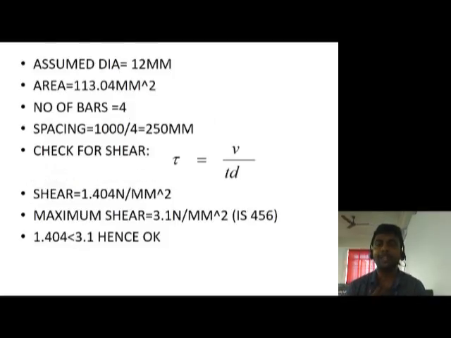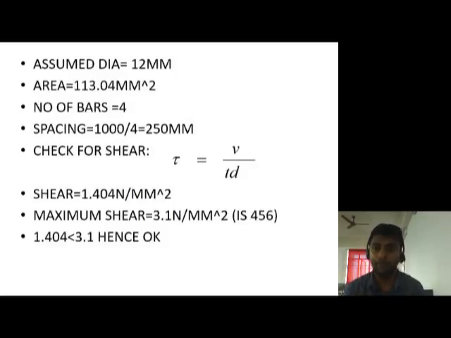We would be assuming the diameter equal to 12 mm, and the area is equal to pi by 4 into d square. We'll be getting around 113.04 mm square. To find the total number of bars, from the area of the steel and the diameter of the bars, we will find how many bars are provided for that. We will be getting around 4. The spacing, 1000 divided by 4, will be getting around 250 mm.